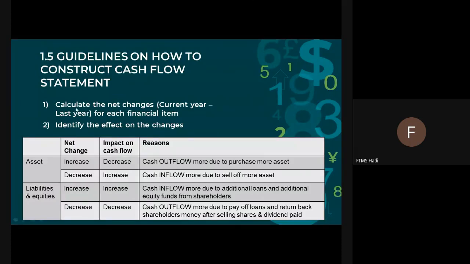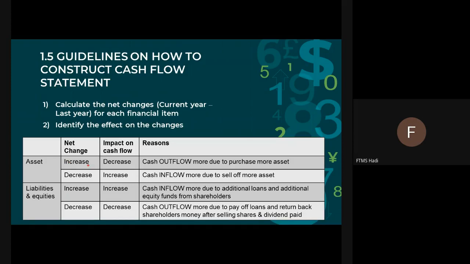All right. The first guideline is to calculate the net changes, whereby the amount for the current year minus the amount for last year for each financial item. For example, current asset for the current year minus current asset from last year, and then liabilities for the current year minus liabilities last year. That is just an example; I will give you the details later on. And then identify the effect of the changes. Once you find the net changes, either positive or negative, you will need to identify the effect of the changes.